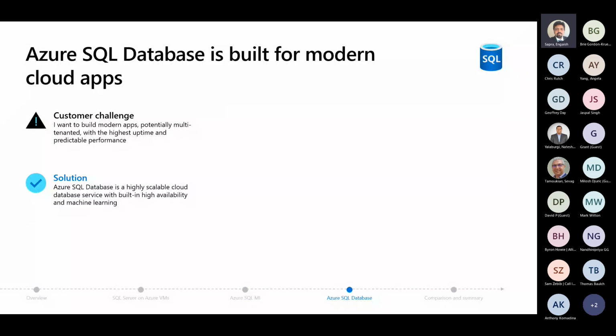All right. So the highest level in the PaaS spectrum, the next service, is the Azure SQL Database. It is mainly built for modern cloud apps. A lot of customers in the industry are getting rid of their legacy applications. They don't want to use those older systems anymore, and they want to build something which is cloud native. In such a scenario, SQL Database becomes the obvious choice. It gives you the highest uptime and predictable performance.